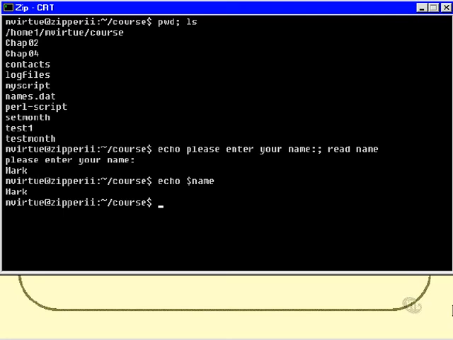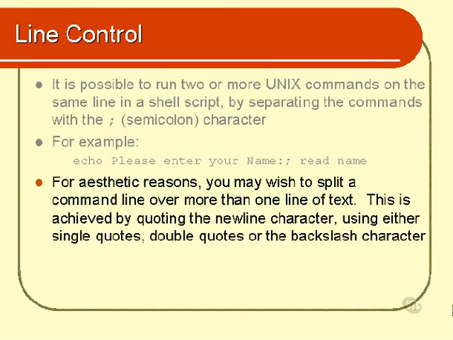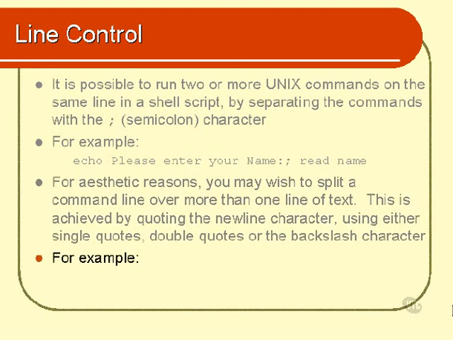Let's have a look at the second line control option. Occasionally, for aesthetic reasons, you may wish to split a command line over more than one line of text. Now this is actually not too difficult to do. You've actually seen a couple of ways of doing it already, by surrounding the text with single or double quotes, but occasionally you want to do it when there is actually no appropriate use of quotes at all. So in that case you can use the backslash character.